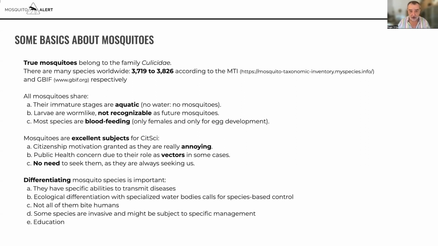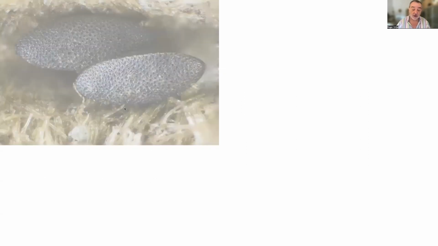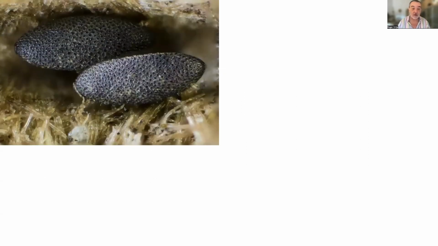So for education, it is also very important to differentiate the mosquitoes, and some mosquito species are invasive, by the way. Those are mostly the ones that we are focusing on. As for the life cycle of the mosquito, very shortly explained, these are the eggs. These are eggs of Aedes albopictus, highly magnified because they are taken with a microscope. They are less than half a millimeter each.